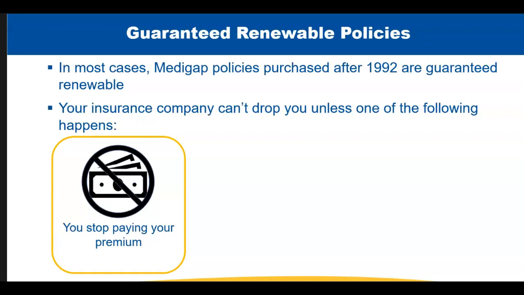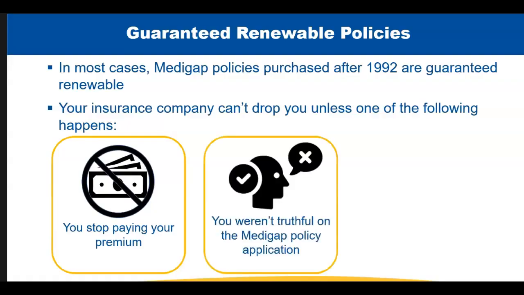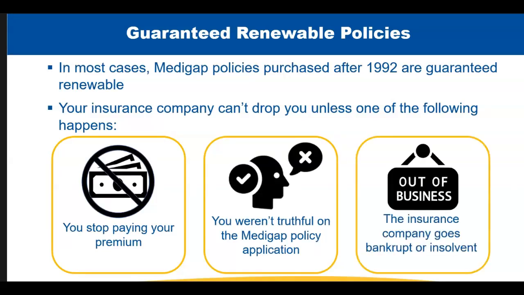Most policies purchased after 1992 are guaranteed renewable, which means that you can keep them as long as you want, even if, like we talked about earlier, it's a plan that's no longer available. The insurance company cannot drop you unless you stop paying your premium, you weren't truthful on the policy application, or they go out of business. They go bankrupt.